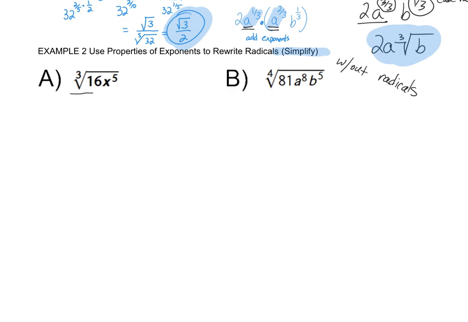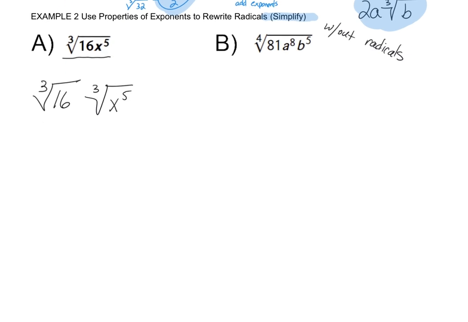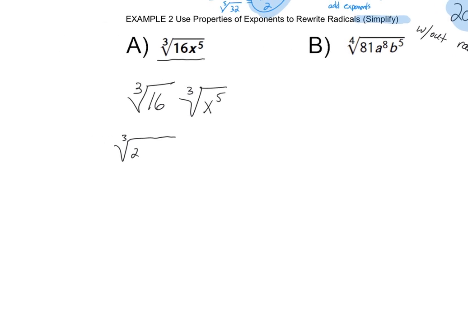All right, again, we're going to split this up. Cube root of 16. Cube root of x to the 5th. Okay? I'm going to try to do this two ways, but bear with me. So 16 does not have a cube root, so I'm going to break it down. I know 16 is 2 times 8. 8 is 2 times 4. 4 is 2 times 2. So 16 is the equivalent of 2 to the 4th.